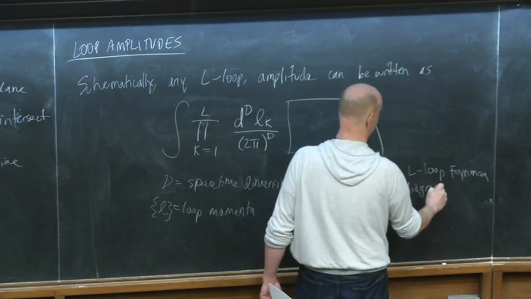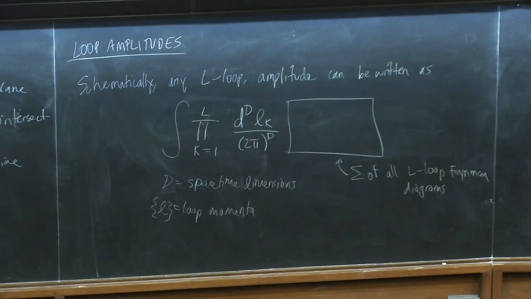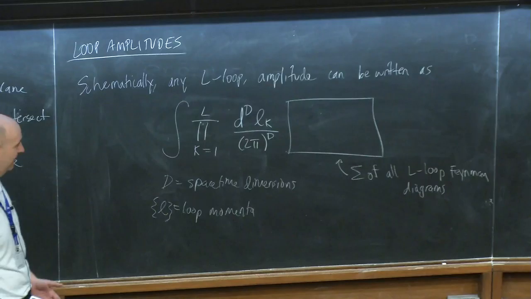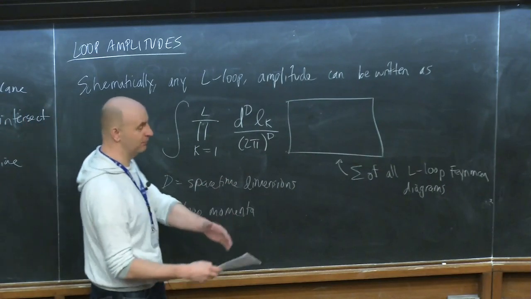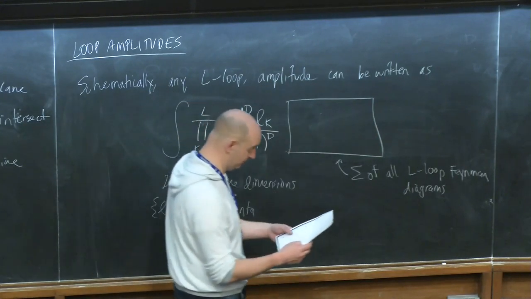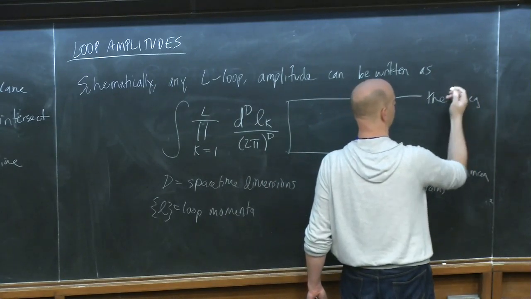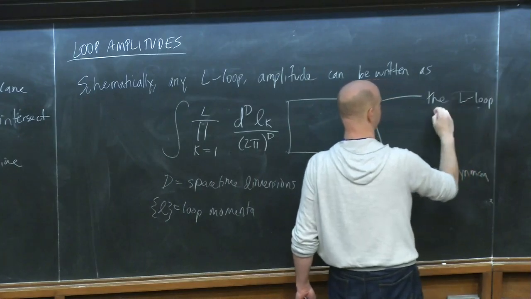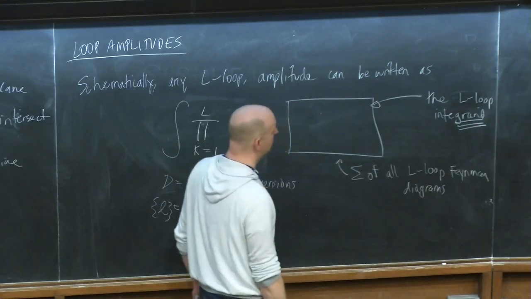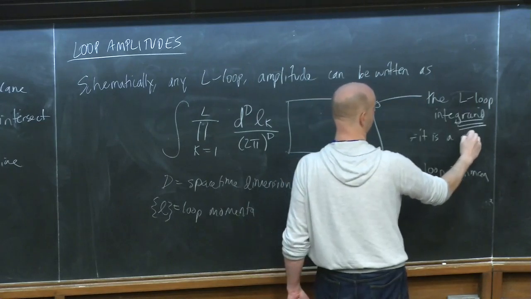Again, we hope to never actually have to add up Feynman diagrams and compute them, but we know that they exist, and we know that you could do this computation for any amplitude you're interested in. If you did do that computation, you would add up all your Feynman diagrams, and you would get something. This is the thing we're interested in. This is what we call the integrand, or let me write the L loop integrand. And importantly, it is a rational function.